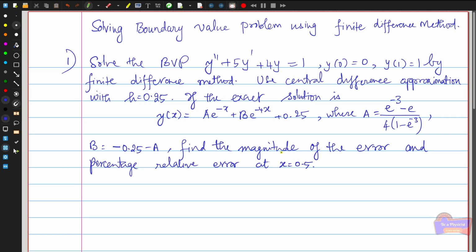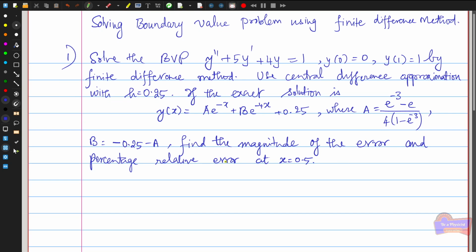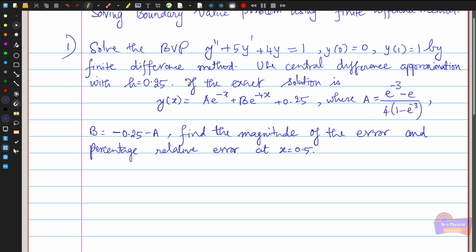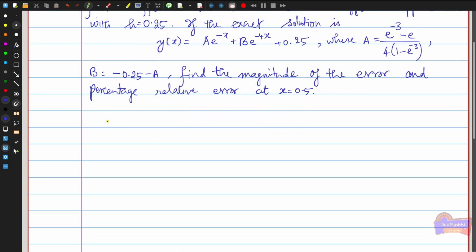We also have to find the magnitude of the error between the exact solution and the numerically calculated solution, and find the percentage of relative error at x equal to 0.5. We have to use the central difference approximation for both the second order as well as the first order derivative. We know the formula. So first we write the equation for the second order central difference approximation for y double prime as well as y prime.